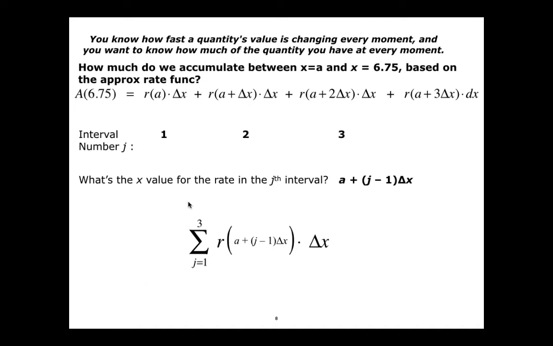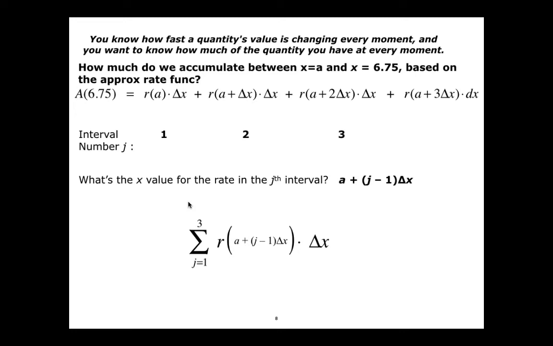Every single time, I want to be using a rate from the beginning of an interval and then use it for that full interval. And since the intervals are spaced delta x units apart, defining where they start and stop involves delta x. But then I'm also using them for delta x units. And using a rate for delta x units means I'm going to do a rate value times delta x. So we're double checking, writing that out, the two delta x's are going to have the same value.